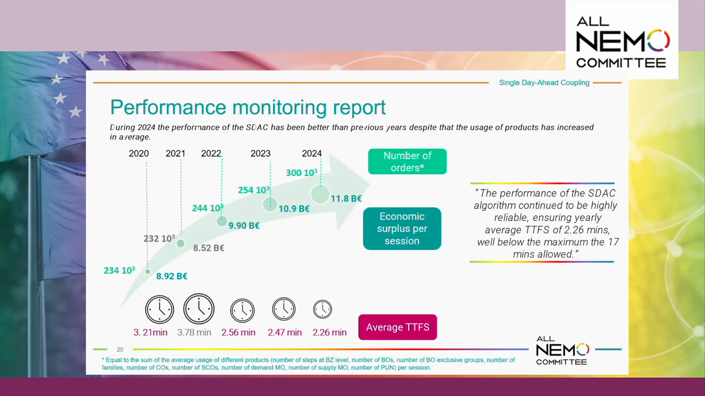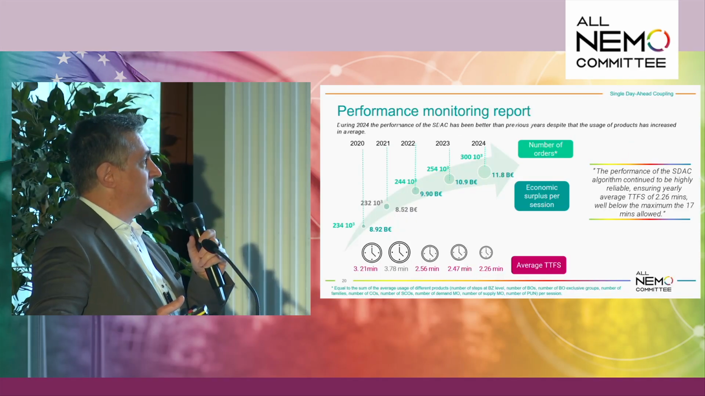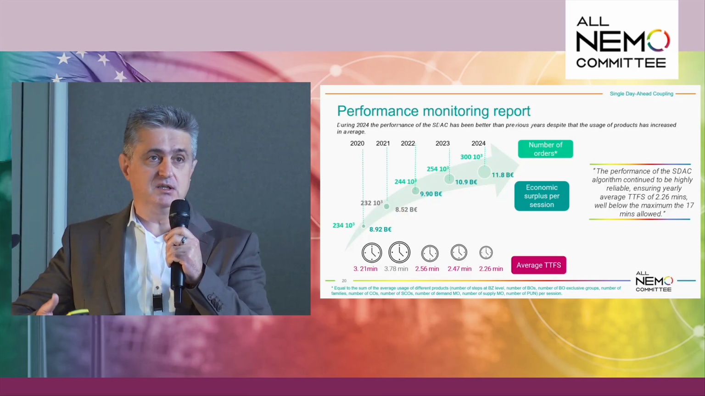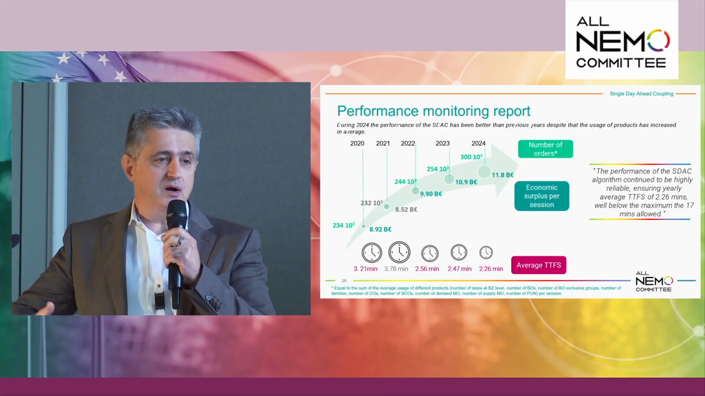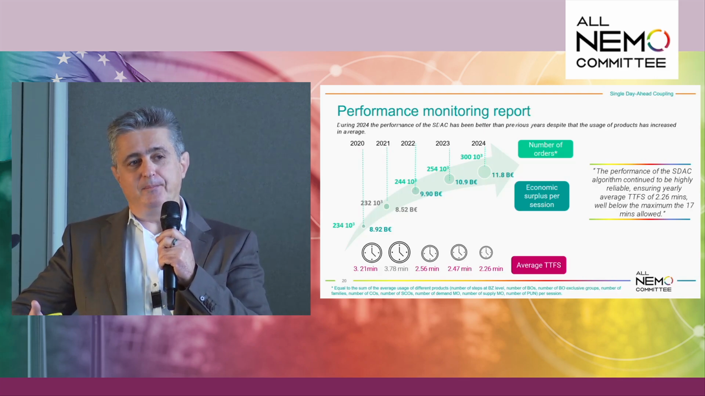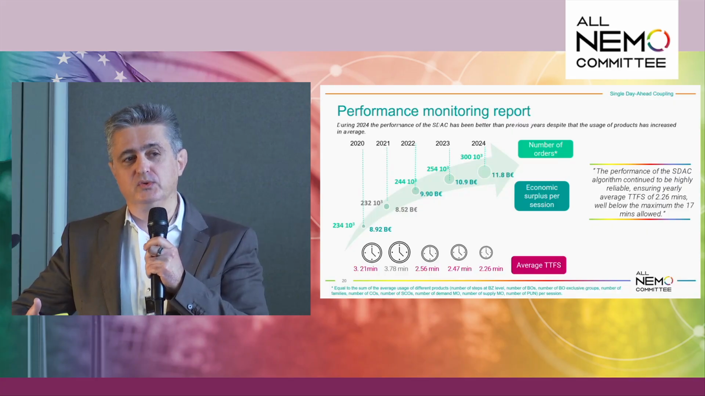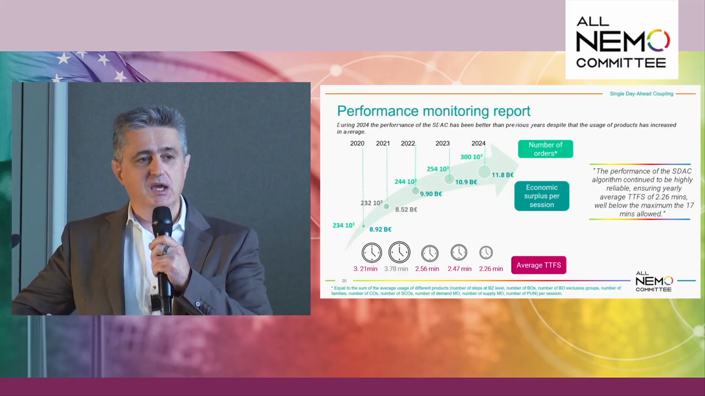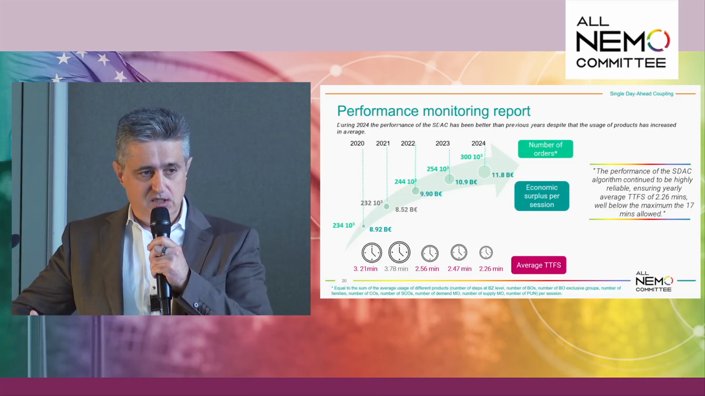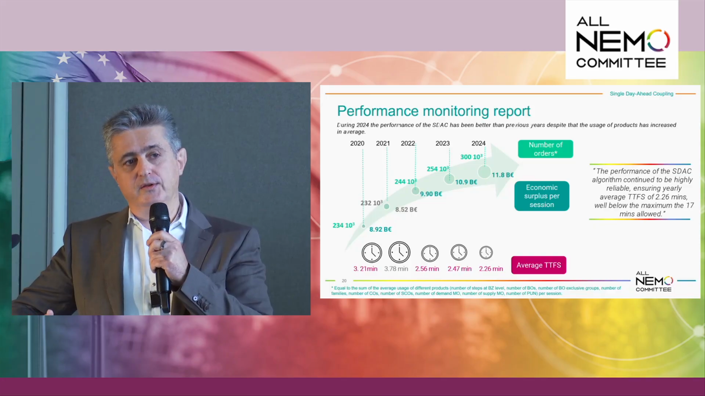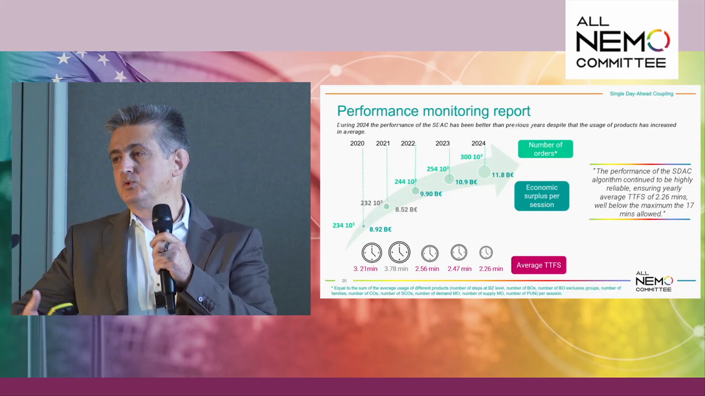So, yeah, I see there is a 20%, as I said, increase in the number of orders submitted and also a 25% in the economic surplus per session. However, you can see that in terms of performance of the algorithm, the average time to first solution, which is considered the first KPI for the algorithm performance, has decreased by 30%. So this is evidence that the algorithm is performing well, although the size of the market has increased and the requirements of the market have also increased.